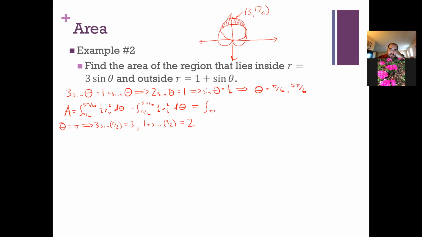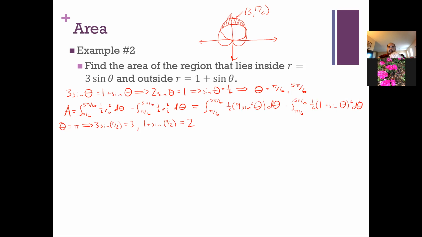The integral from pi over 6 to 5 pi over 6 of 1/2 times 9 sine squared theta d theta, minus the integral from pi over 6 to 5 pi over 6 of, I'll just leave that one for now because it's going to be a little more involved, 1 plus sine theta squared d theta. Go ahead and stop there.